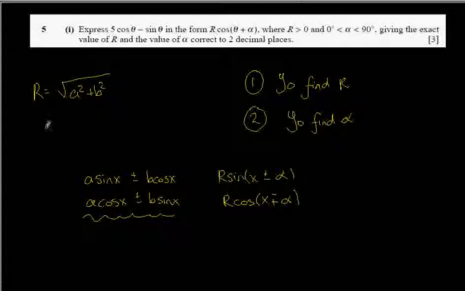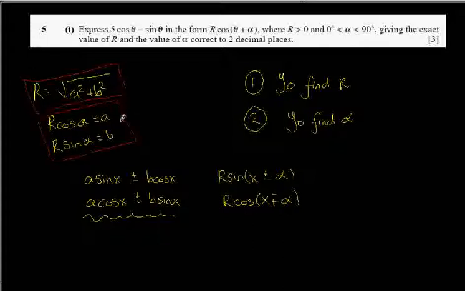Alpha can be found from the equation r cos alpha equals a, or you can get it from r sine alpha equals b. So here are our 2 main formulas that you will need to solve for r and for alpha. Having a look again at our equation, let's see if we can solve this.